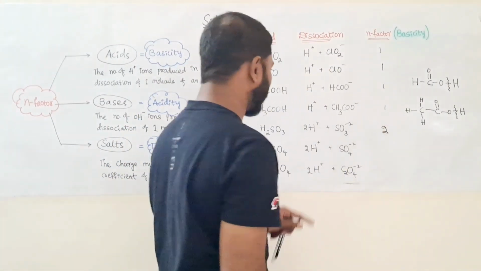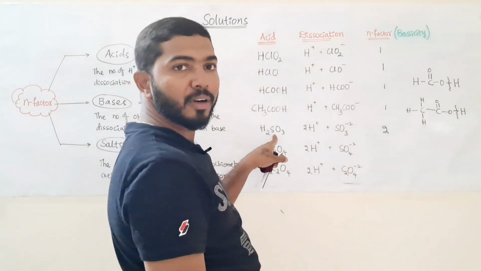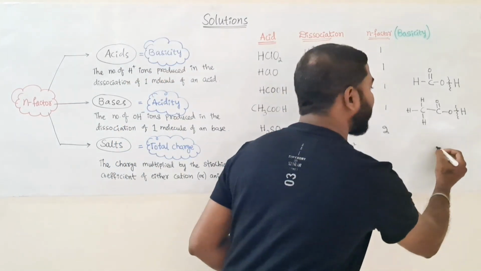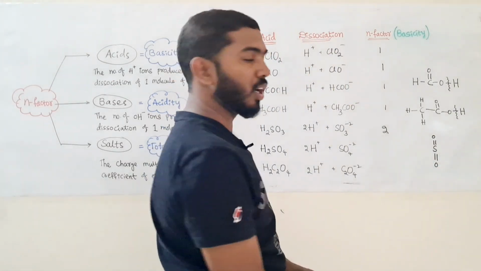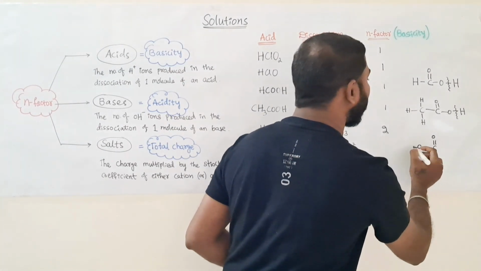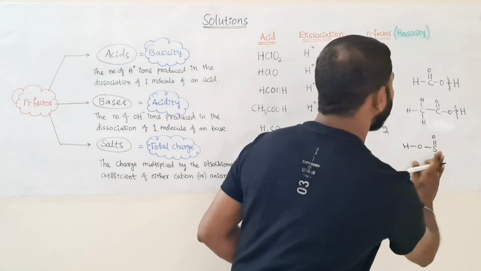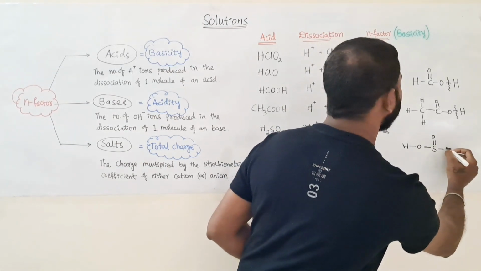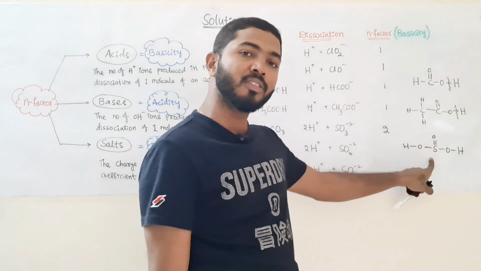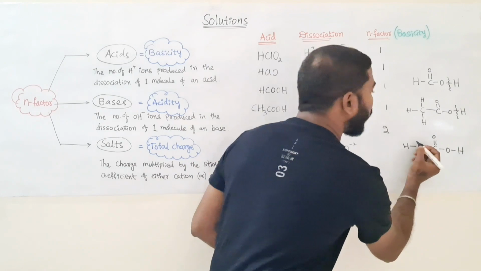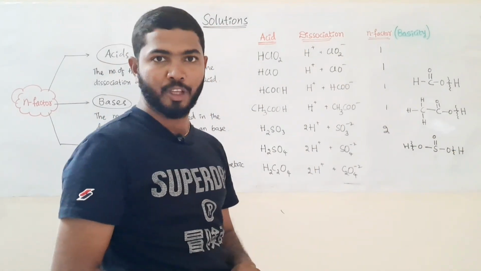Next, let me draw the structure of this so that you will understand. The group number of sulfur is 6A, so the maximum number of bonds it can form is 6. And now H2SO3. So this is the structure of sulfurous acid. That's why both the hydrogens are attached to oxygen, so they both can undergo dissociation.